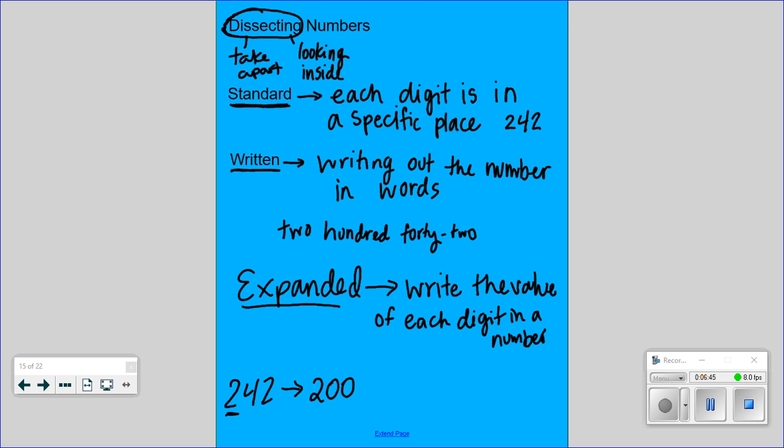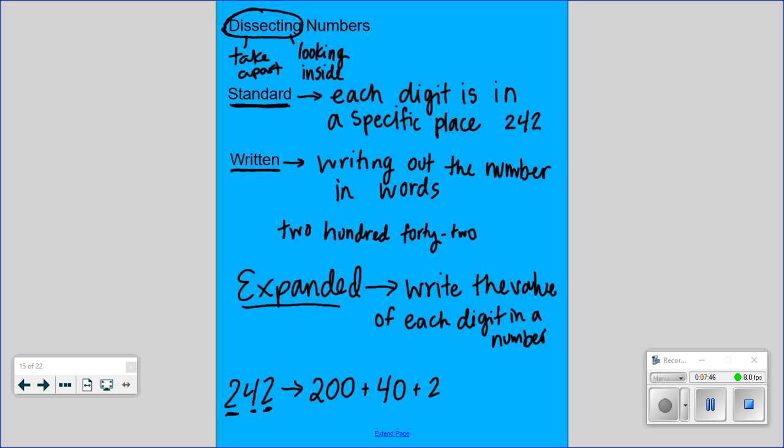And then I'm going to put a plus sign because that's not all my number. There's still more. 200 plus, let's look at my next digit, that 4. How much is that 4 really worth? 40. It's really 40. I know that is not the end of my number, so I'm going to do another plus sign. And then I have that last 2, which is in my ones place. How much is that last 2 worth? It's worth 2. So 200 plus 40 plus 2 is the same value as 242, but I've broken it apart so I can really see each digit's value.